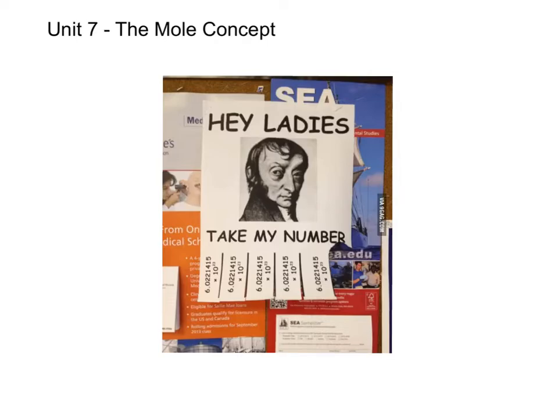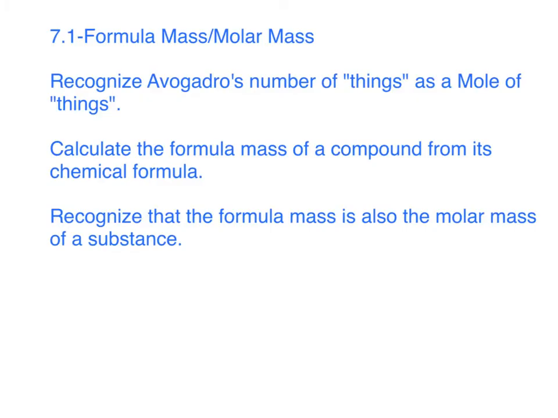First lesson. The first lesson in Unit 7, we're going to take a look at formula mass and molar mass. And we have three objectives for you. First of all, to recognize Avogadro's number of things, note that things is in quotes so it could be anything, as representing a mole of things. Secondly, to calculate the formula mass of a compound from its chemical formula, and you just need a periodic table and a calculator to do that. And thirdly, to recognize that the formula mass is also known as the molar mass of a substance.